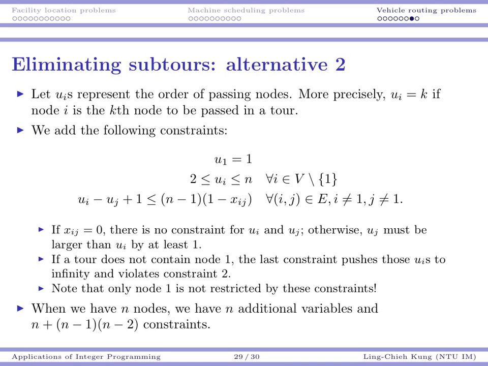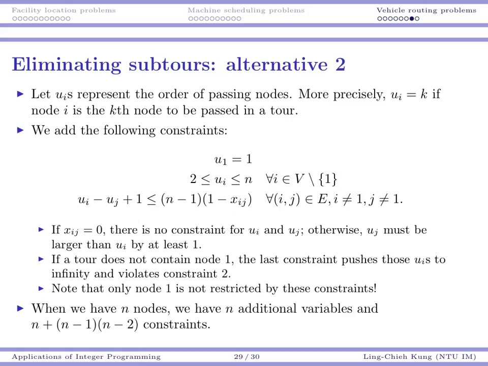First, u_1 is 1. I am assuming that the first node is our starting point. For all other nodes, u_i would be between 2 and n. Not very surprising because I have n nodes. And then is the last constraint. For each arc without node 1 as one of its endpoints, we want to have the following constraints.